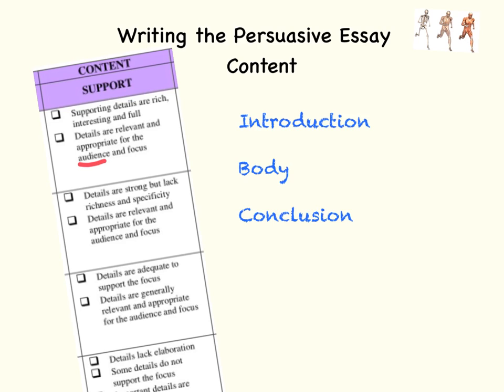This is best achieved by having all different types of details. You have 3 persuasive appeals to use throughout your essay, so try to have a nice combination of ethos, logos, and pathos throughout.